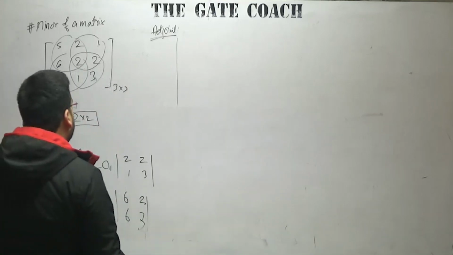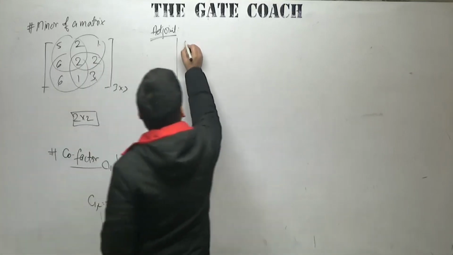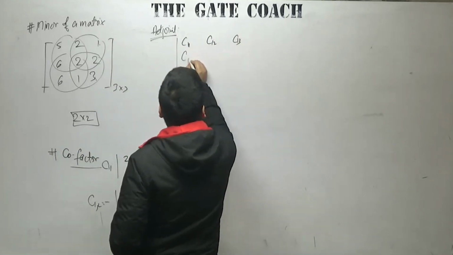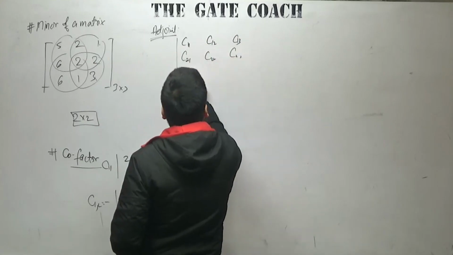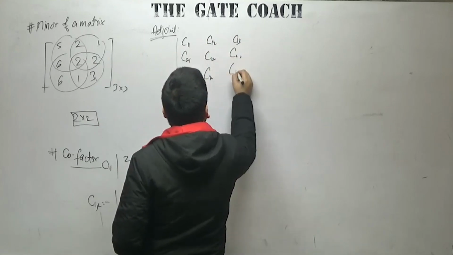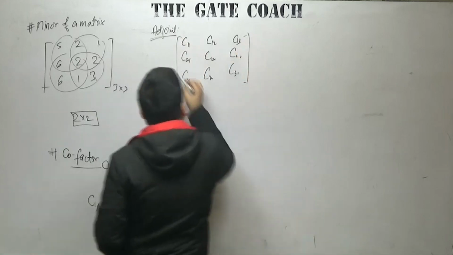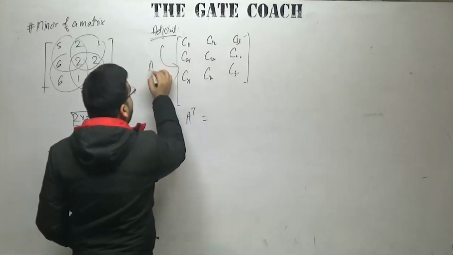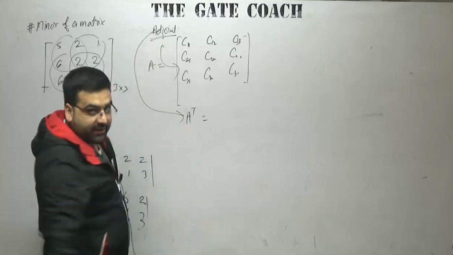And if you form a matrix with the help of these cofactors, that will be equal to C1,1, C1,2, C1,3, C2,1, C2,2, C2,3, C3,1, C3,2, C3,3, like this, okay? This is the cofactor matrix. And if you take the transpose of this cofactor matrix, that will be the adjoint of this matrix.